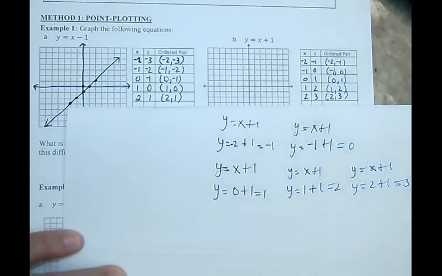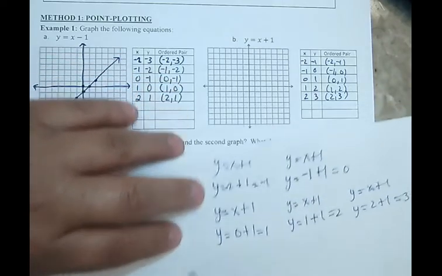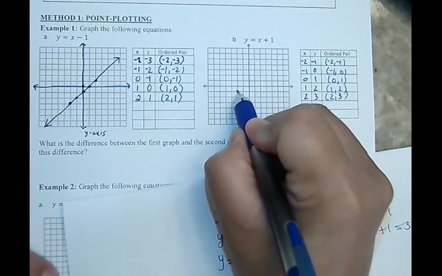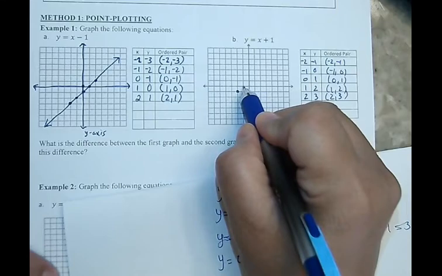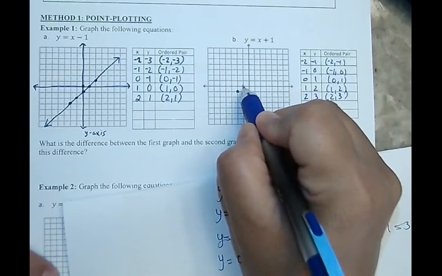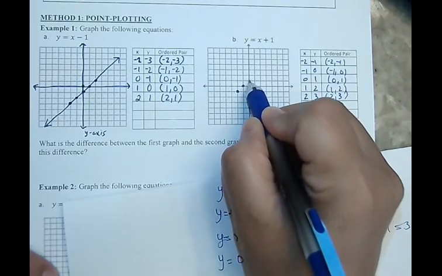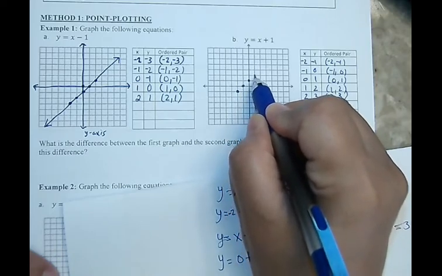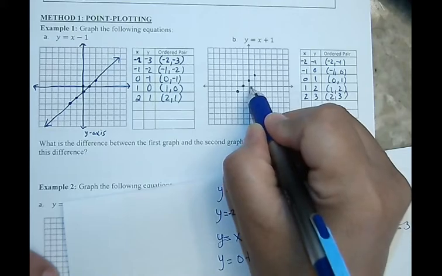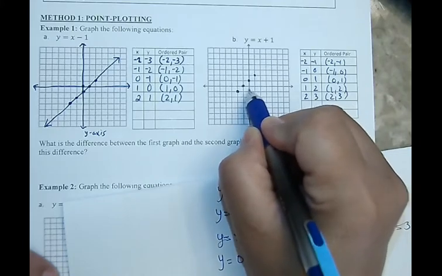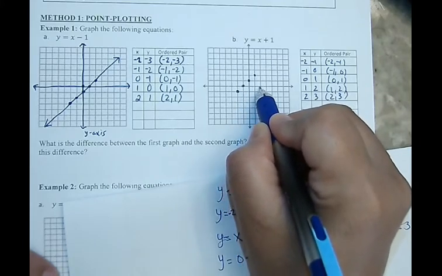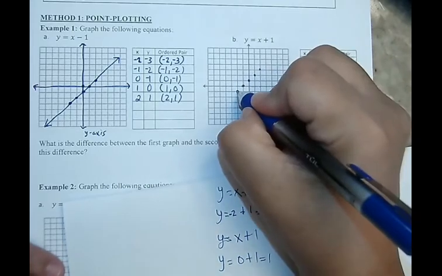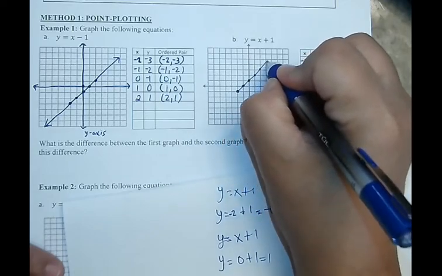Okay, so now we're ready to plot the points. So we have -2 and -1, -1 and 0, 0 and 1, 1 and 2, 2 and 3. So we go 1, 2, and up 3. And now we can connect our points with the line.